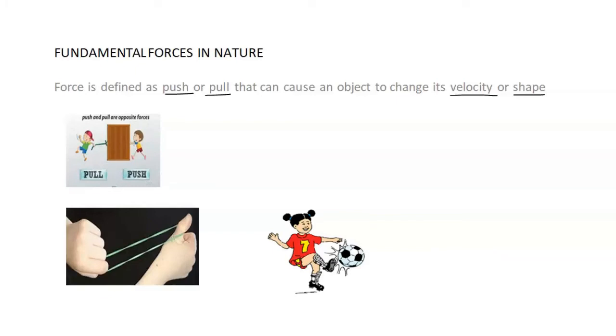So we studied the concept of force in our higher primary classes. We know that force is needed to push, carry or throw an object, or deform or break them. So in this video, we'll get a quick understanding about the forces that naturally exist. Basically, force is defined as a push or pull that can cause an object to change its velocity or shape.